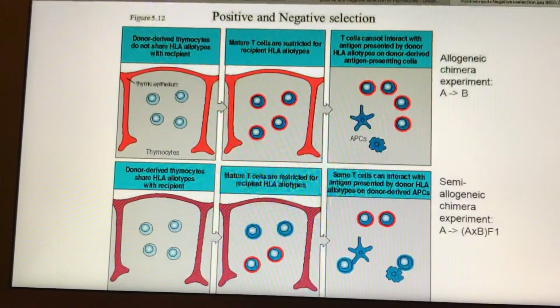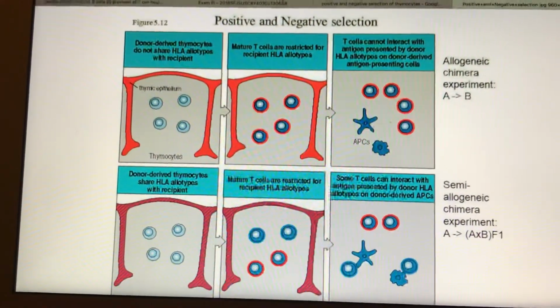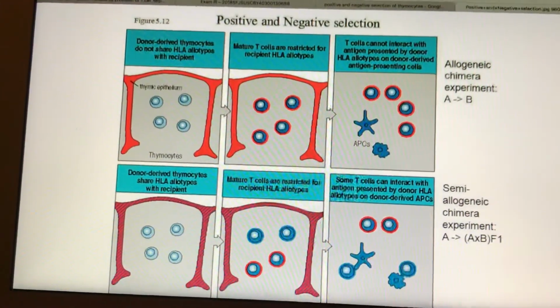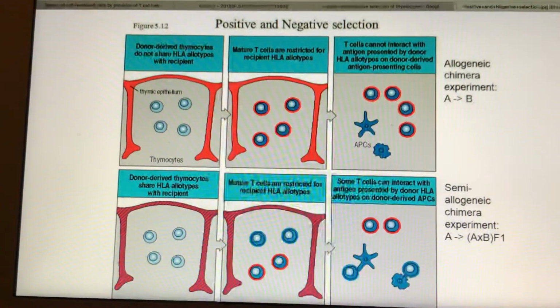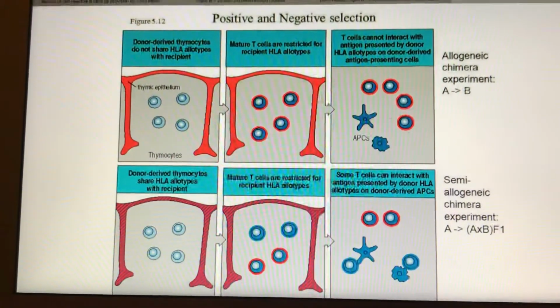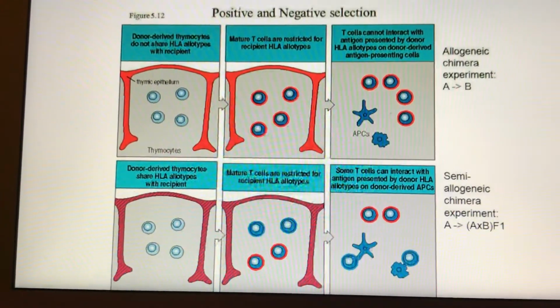I'll start with positive and negative selection. Like I said, it occurs in the thymus, and I'll start off with positive selection. Positive selection will occur in the cortex.